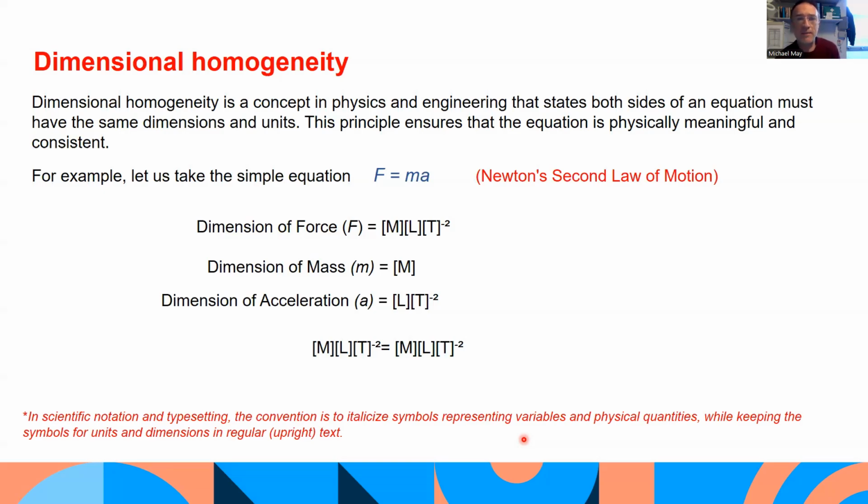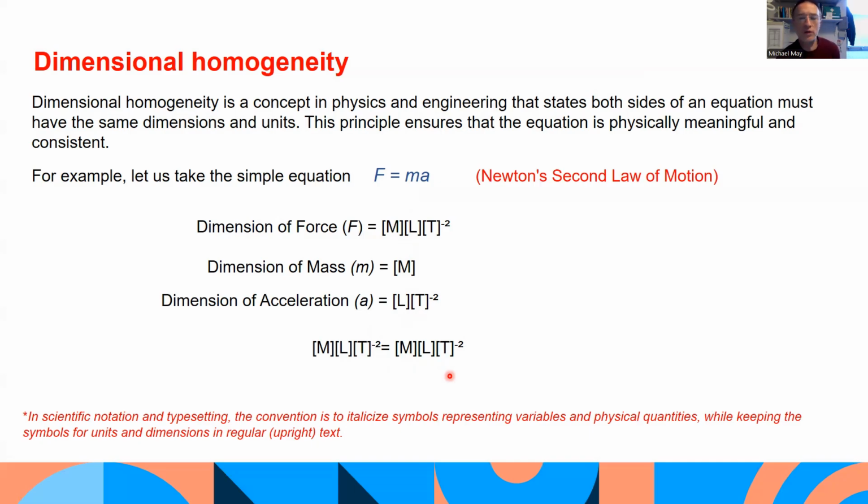So let's take the example of Newton's second law of motion: force equals mass by acceleration. If we look at the dimensions for force, it's mass by length divided by time squared. On the other side of the equation, we've got mass, and then we've got acceleration, which is length divided by time squared. So we put them on both sides of the equation, and you can see it's dimensionally consistent. So it has dimensional homogeneity.